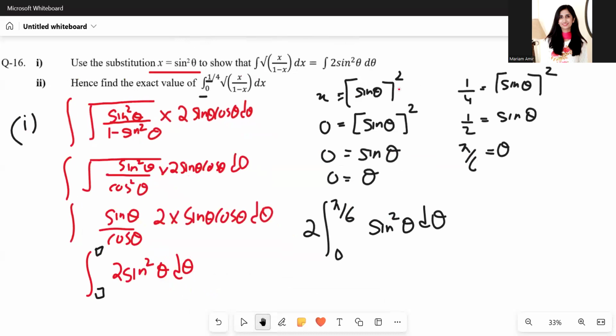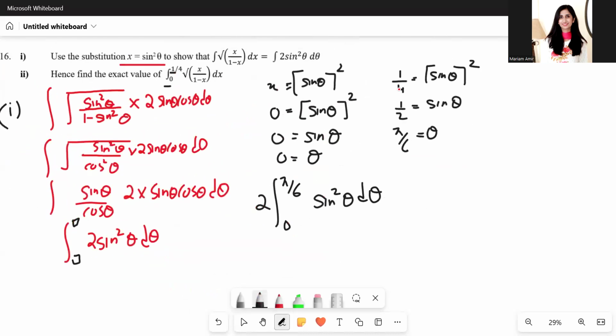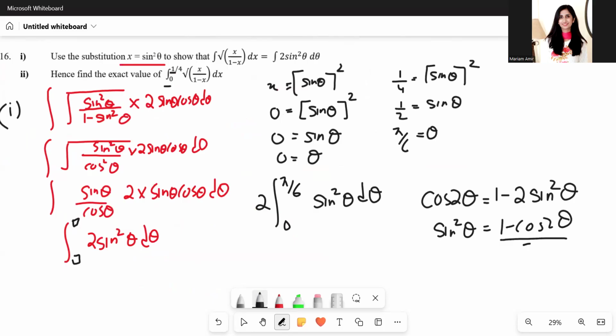All right. Now we cannot integrate sine squared theta directly. Instead, we use the help of this double angle identity: cos 2 theta is equal to 1 minus 2 sine squared theta. Make sine squared theta the subject, so we get 1 minus cos 2 theta upon 2. And this is what we'll write here. 1 minus cos 2 theta upon 2 is to be integrated within the limits 0 to pi by 6. We're going to cancel this 2 and 2. And now we're going to integrate 1 minus cos 2 theta.